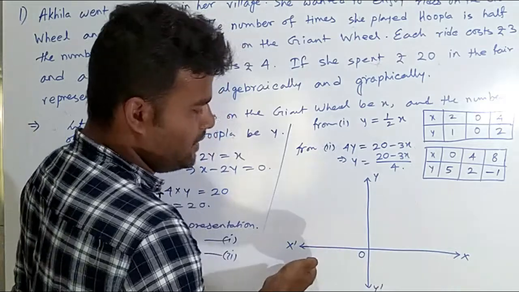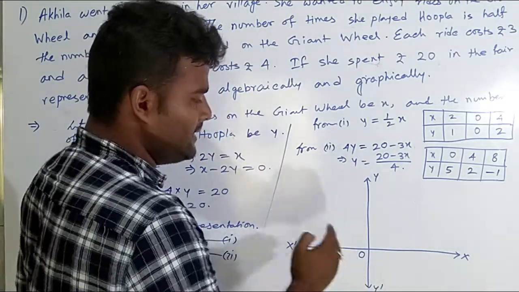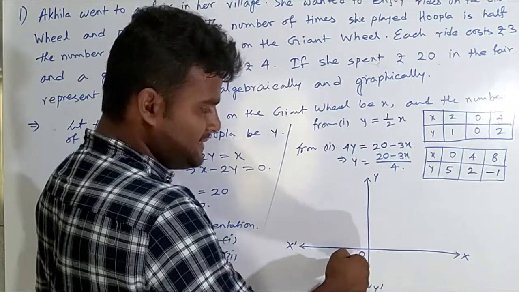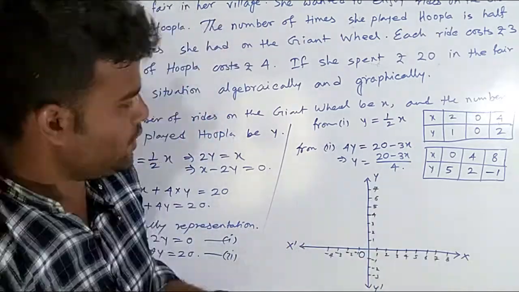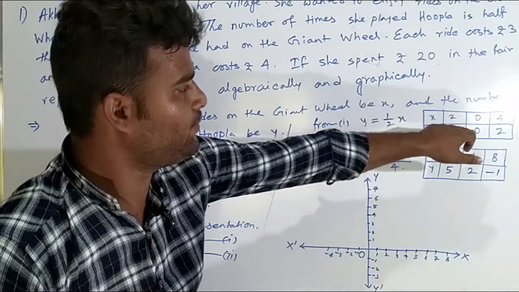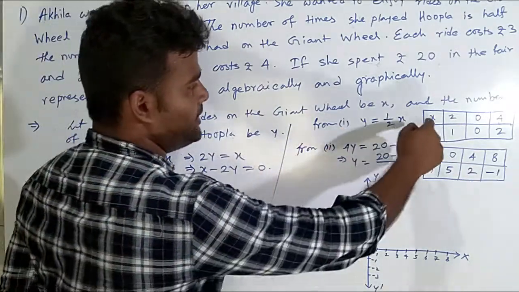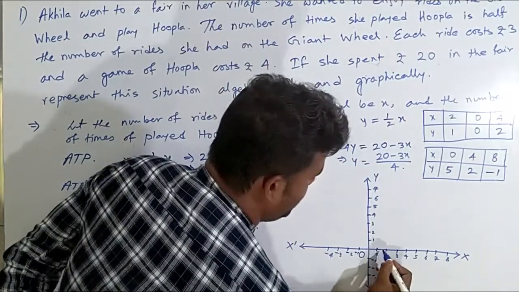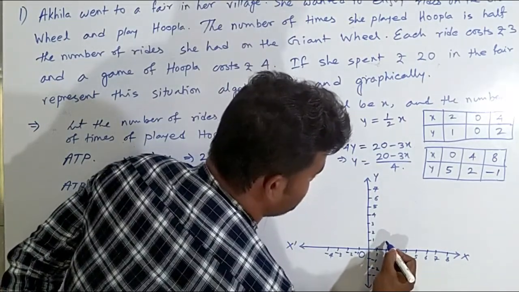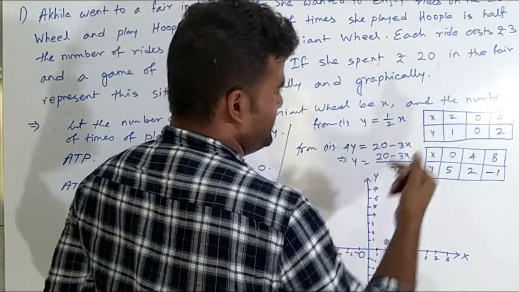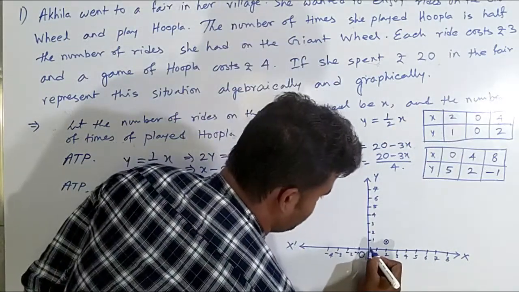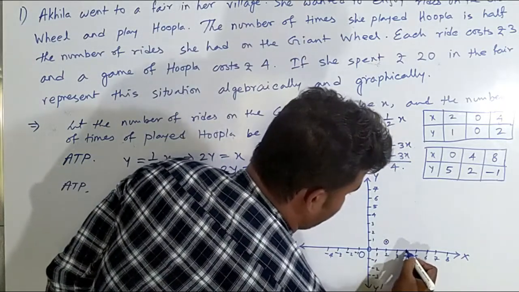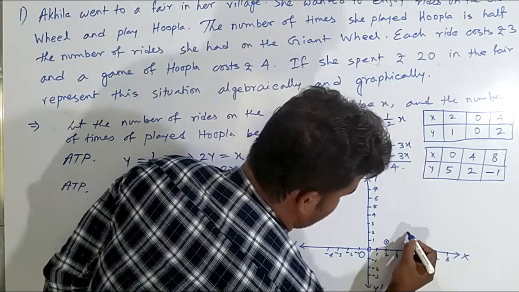The horizontal line is called the x-axis and the vertical line is called the y-axis. And the intersecting point of these two axes is the origin. We plot these points on the graph. The first point for the first equation is (2, 1), x equals 2 and y equals positive 1. And the second coordinate is (0, 0), this is the origin. And the third point is (4, 2), x equals 4 and y equals 2.